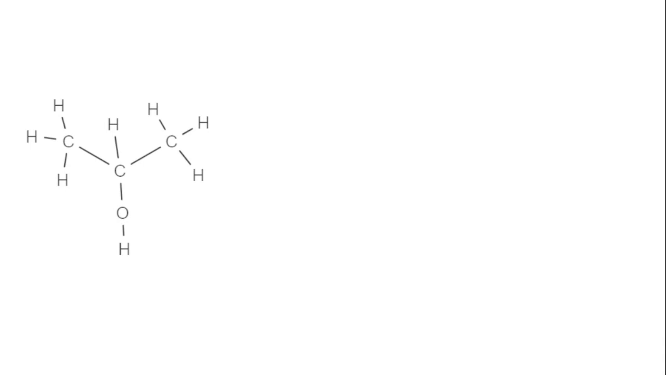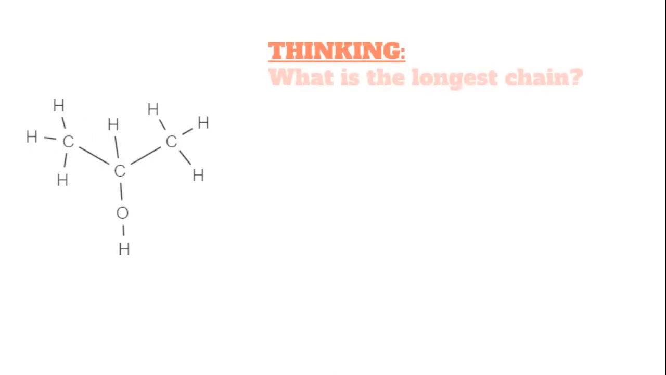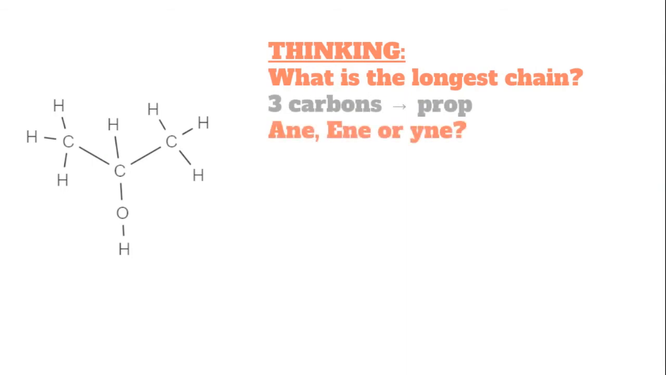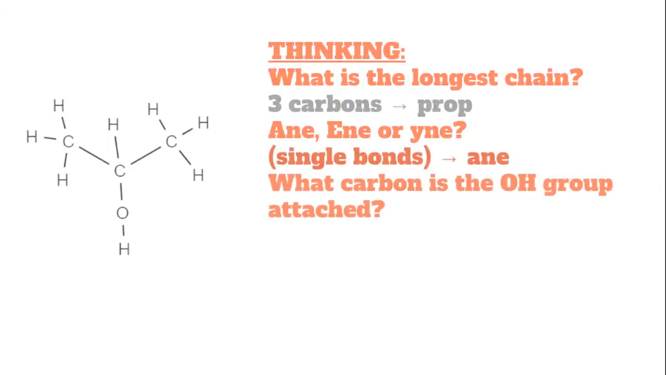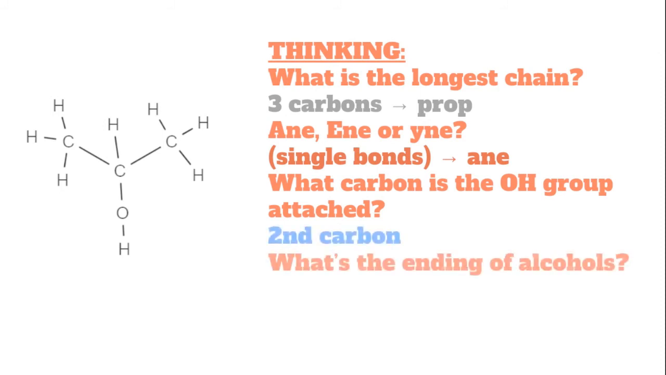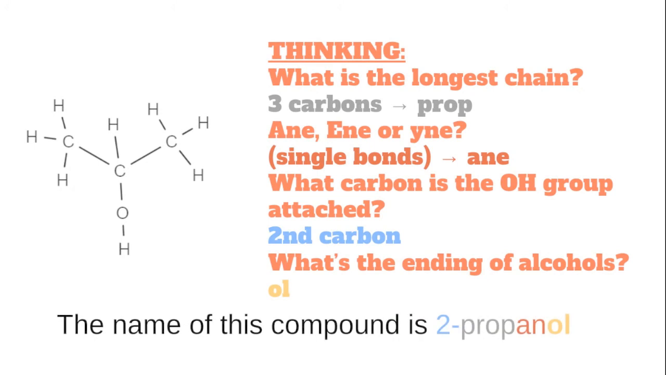Let's look at the second example. The thinking of naming all of this is very similar. What is the longest carbon chain? It's still prop, we've got 3 carbons. Is it single, double, or triple bonds? In this case, it's single bonds, ane. What carbon is the OH group attached to? In this case, it's the second carbon, so the name is going to change. The ending of alcohols is still OL, it always is OL. This is 2-propanol. A little bit different naming. Now, notice this 2-propanol is a structural isomer of 1-propanol. They have the same formula, but they're put together in a different way.